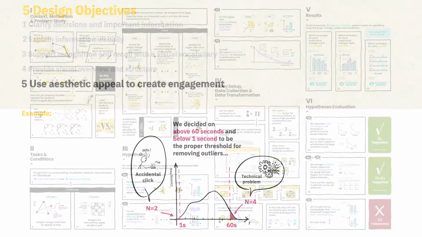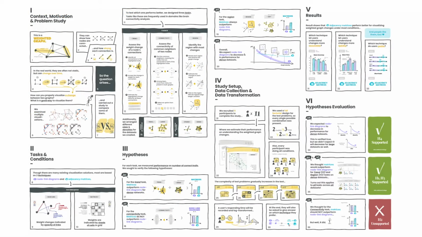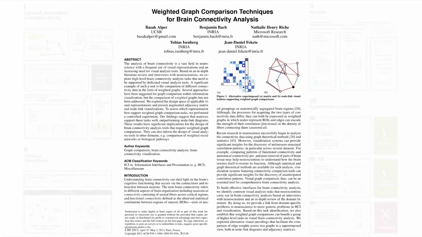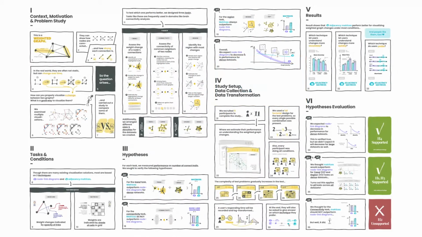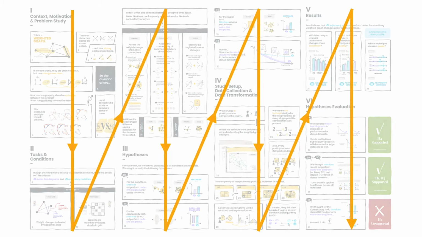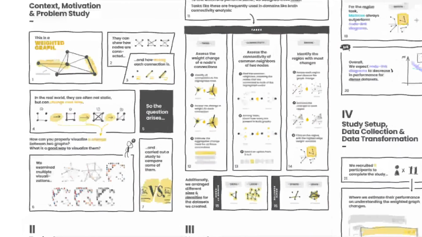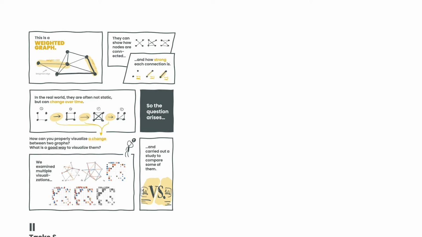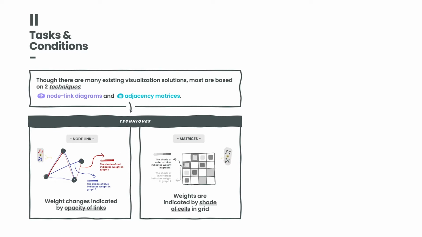Here's one of our examples, something you can put in your appendix, poster, project website, or blog post. This comic is made for a classic example of a controlled user study in visualization. It compares two techniques in a lab setting. The comic includes 6 stages and follows a linear reading sequence. The context stage begins with an introduction, illustrates the construction of weighted graphs, and raises questions that motivate the study. Then the conditions and task stage explains the conditions of the 2 techniques visually.